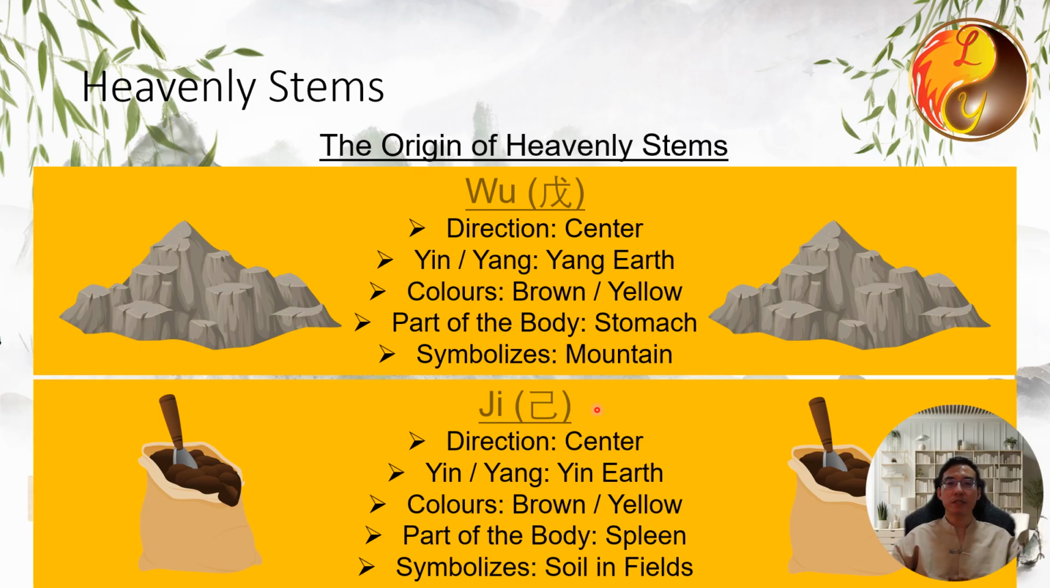Ji represents the center or middle, and it is yin earth. Its color is yellow, and it corresponds to the spleen in the human body. As yin earth, it signifies smaller earth, such as the soil in the fields or farmland.